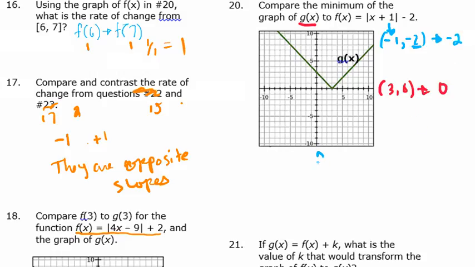So then we would compare them. f of x compared to g of x. Well, f of x was -2, g of x is 0. So we say that f of x is less than g of x.